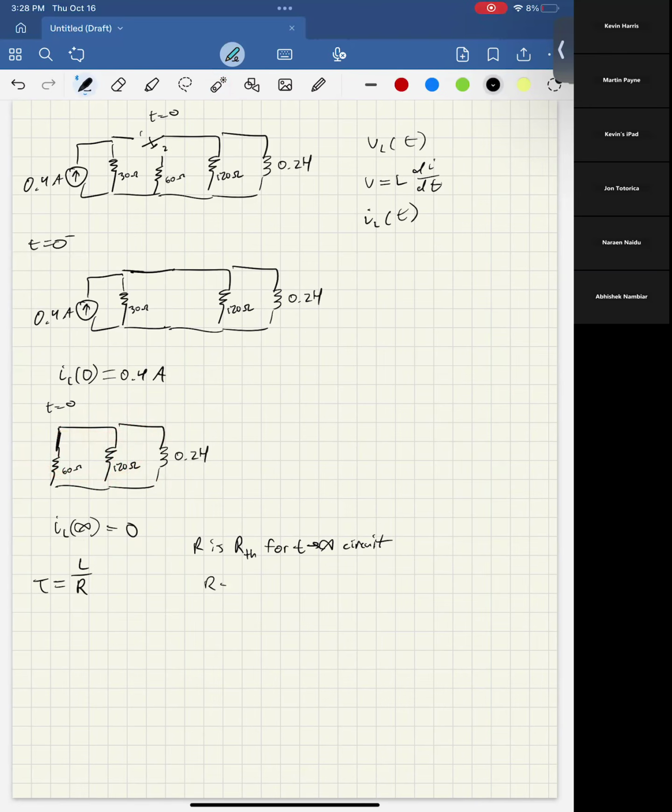So R equals 60 times 120 over 60 plus 120, which my gut is telling me is going to be 40, but I will check anyway. 60 times 120 over 60 plus 120. Okay, 40 ohms. So tau is then 0.2 henries over 40 ohms, which is 5 milliseconds, or 0.005.